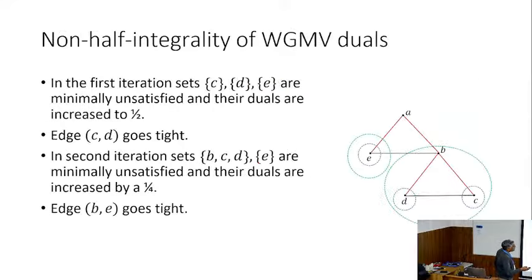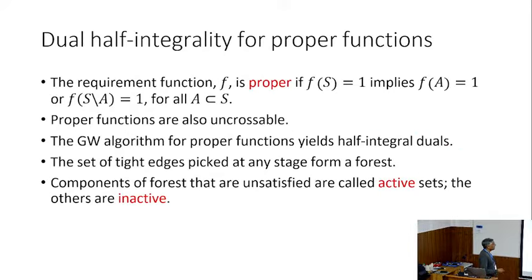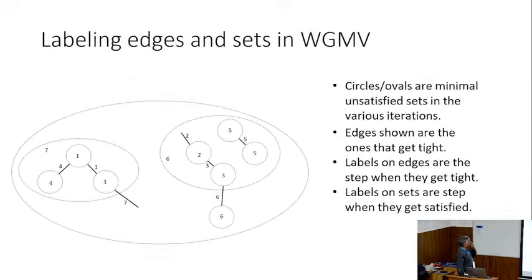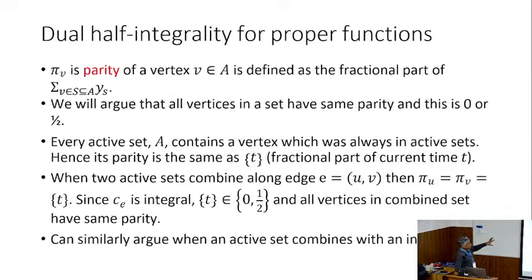Let's go back to this example. Here, this vertex, right? So these had the parity half, and this did not have parity half in this set. This had a parity 0 because this was never part of an active set. So that's where that fails. Okay, and this is the key idea.